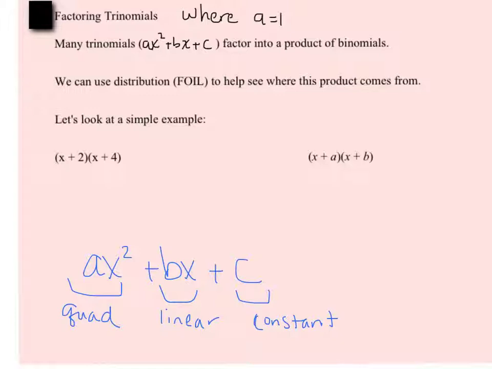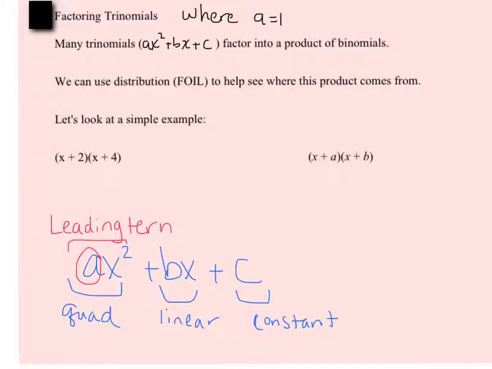When we have something in descending order, we call this our leading term. And therefore, the coefficient on that term is the leading coefficient. In this particular case, it's A. And so we're going to start by factoring trinomials where A equals 1.